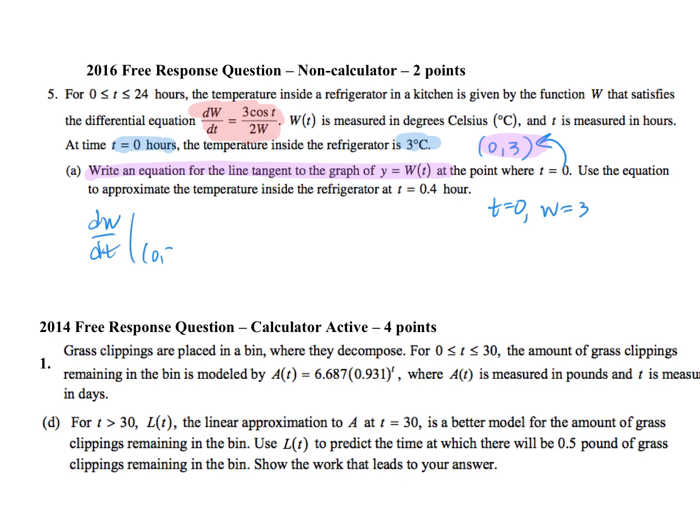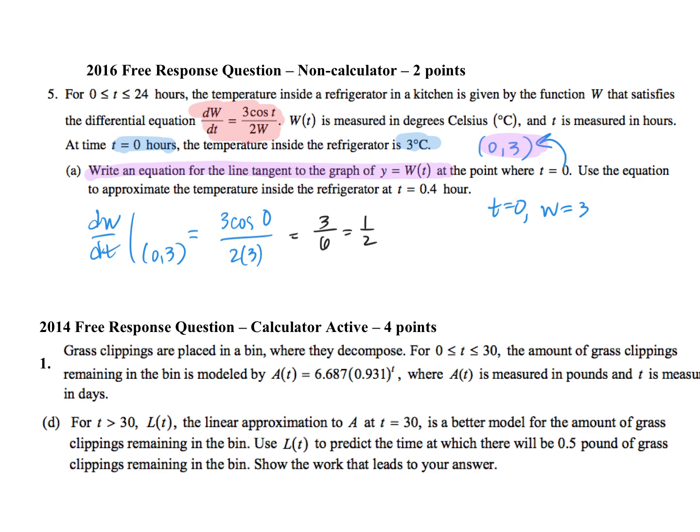I'm going to say the slope at (0, 3) would be 3 cosine of 0 over 2w. I'm leaving it here, just as practice. What is cosine of 0 again? 1. 1 times 3. 3 over 6 is going to give me 1/2. That's my slope. Let's go write the equation of that tangent line.